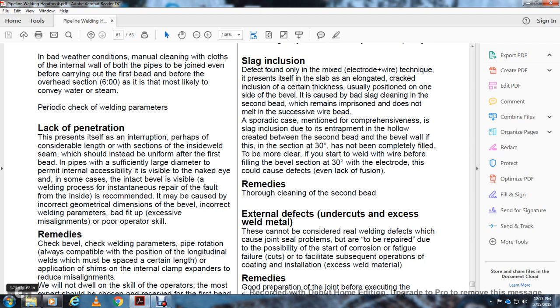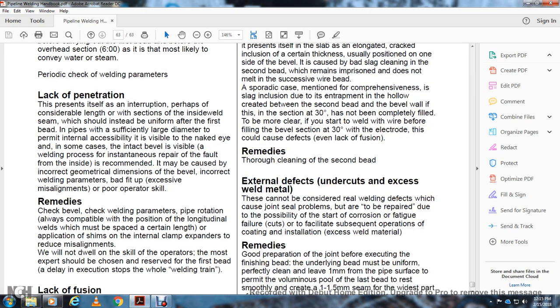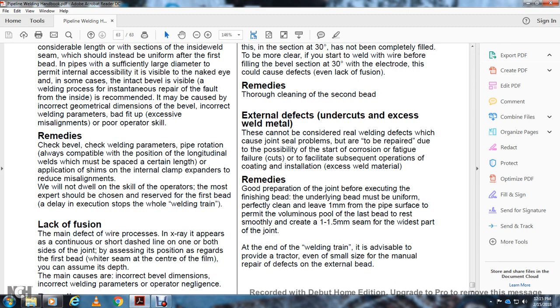Causes: incorrect geometrical dimension of the bevel, incorrect welding parameters, bad fit with excessive misalignment, and poor operator skill. Remedies: rework the bevel, check the welding parameters and the pipe rotation, always checking compatibility with the position. The longitudinal welds must be spaced within a certain length, with the applicable shim of the internal clamp or expanded, to reduce the misalignments. Experts should be chosen to execute the reverse of this first bead, with the delay of the execution shop of the welding train.